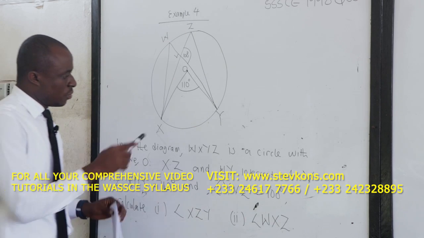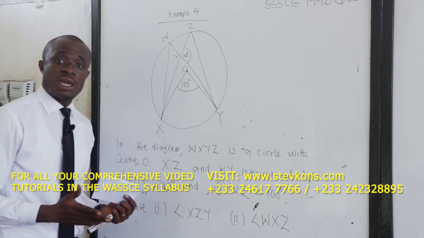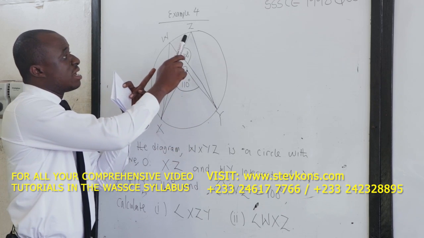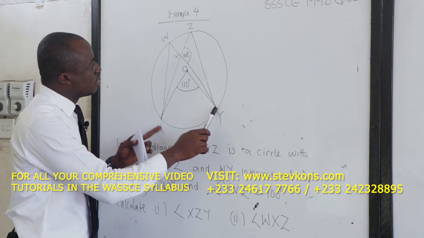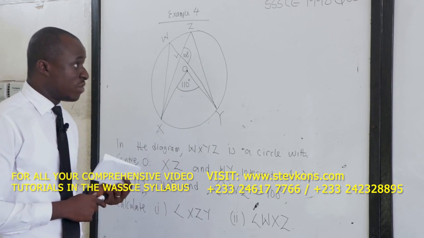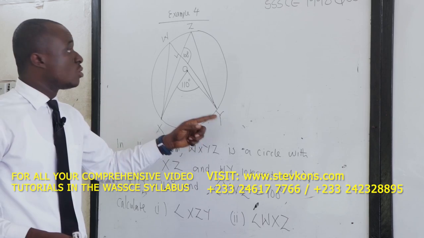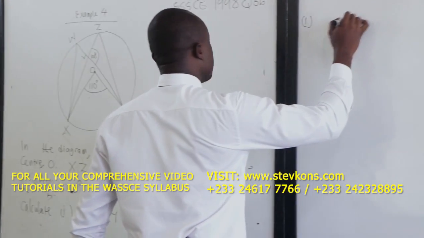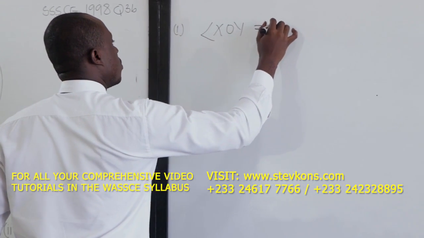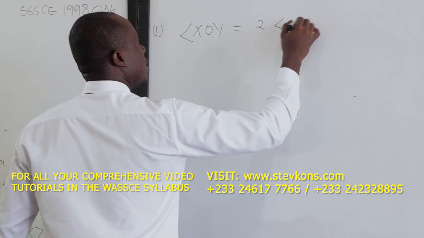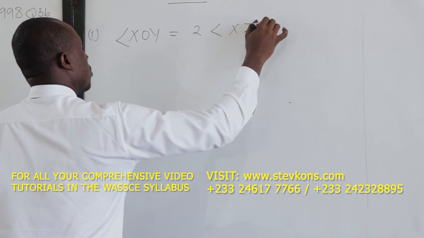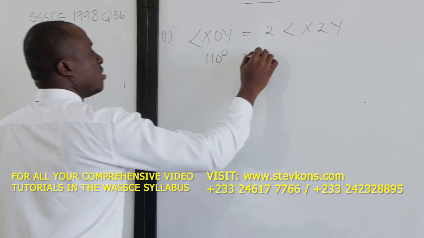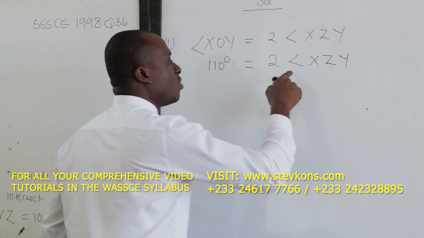Now let's see. We can see that XY is a chord, and this chord is subtending an angle at the center. And the same chord is also subtending an angle at the circumference over here. So what can we say? We can say that angle XOY is equal to 2 times angle XZY. Now, what is XOY? XOY is 110 degrees, equal to 2 times XZY. I want to find XZY.